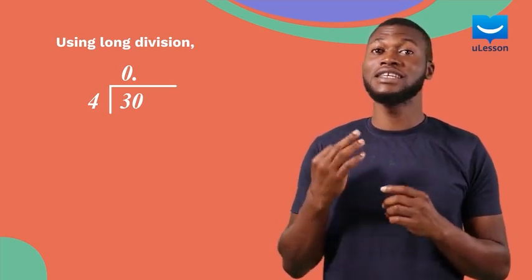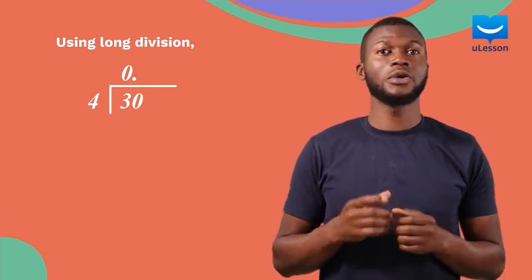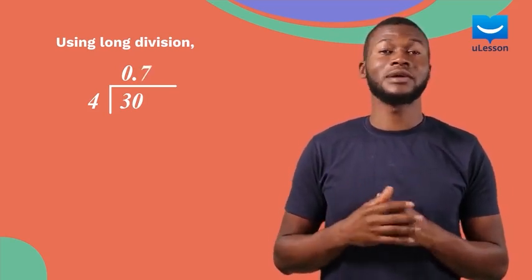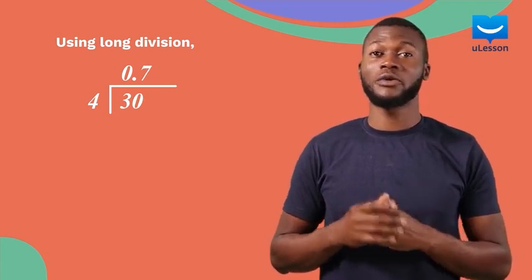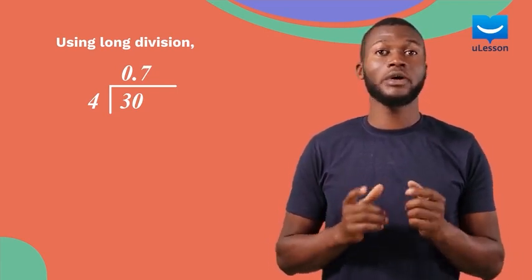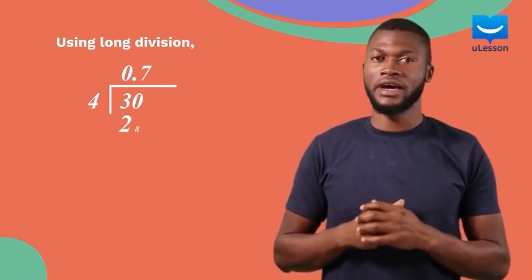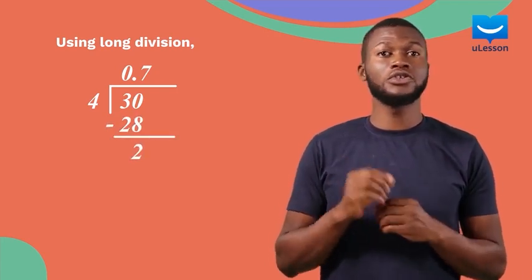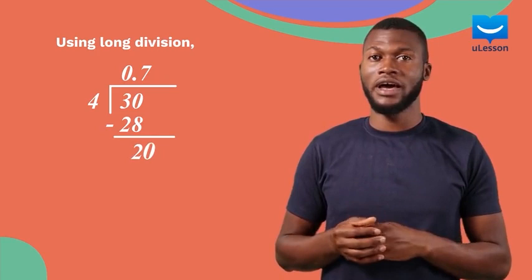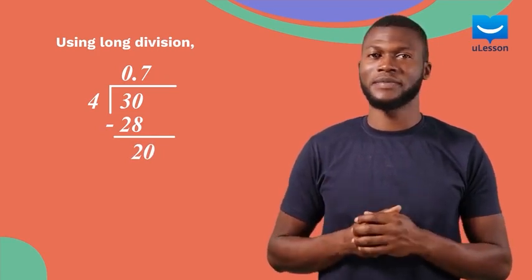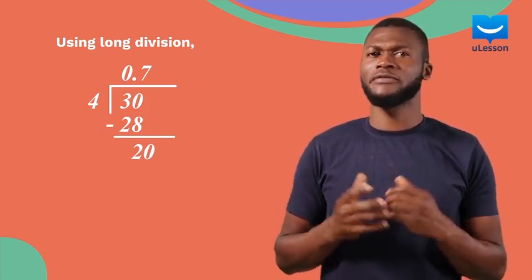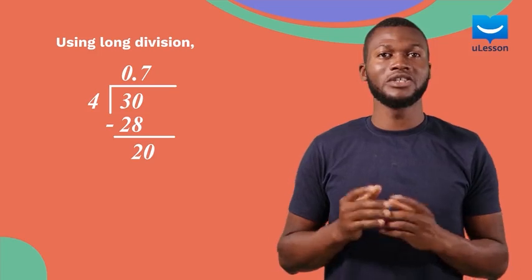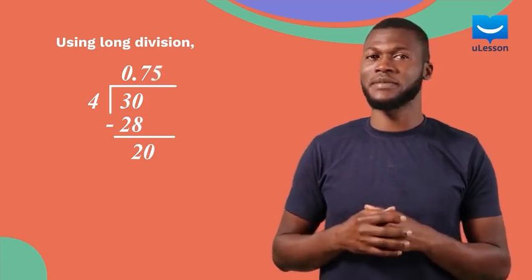4 divides 30 7 times. So we write 7 on top after our decimal point. 7 times 4 gives us 28. We write 28 under 30 and subtract. That gives us 2. We put 0 after 2 and that gives us 20. If we divide 20 by 4, we get 5. So we write 5 beside 7.